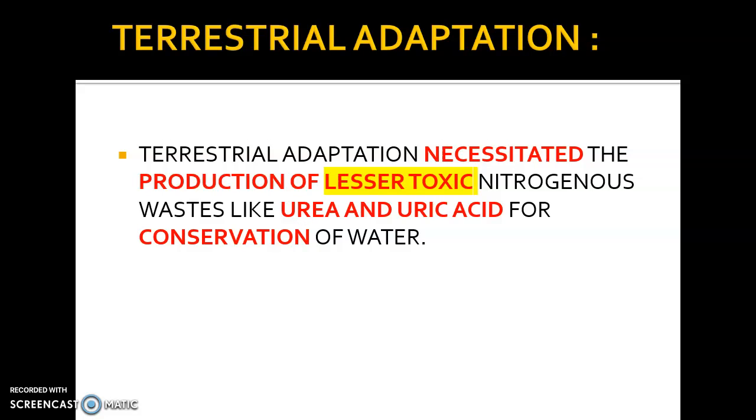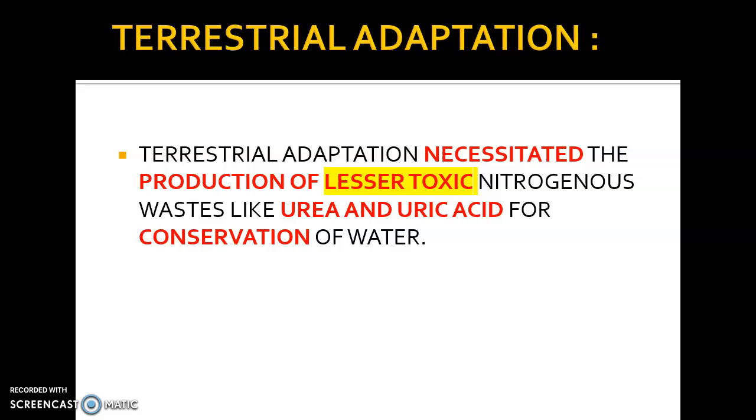So terrestrial adaptation necessitated the production of less toxic nitrogenous waste like urea and uric acid for conservation of water. We know that the major advantage that an aquatic organism has is that it doesn't need to worry about conserving water, whereas a terrestrial animal needs to conserve water. As we have already learned, ammonia is the most toxic form. Why? Because it requires a high amount of water for its removal, and the same thing cannot be adopted by terrestrial animals as they need to conserve water.